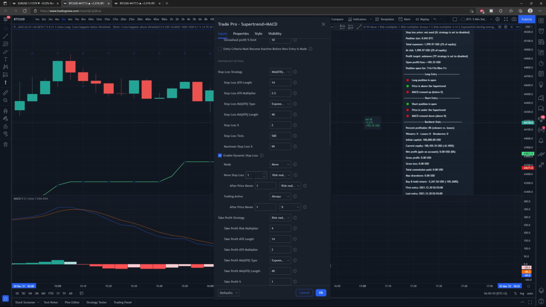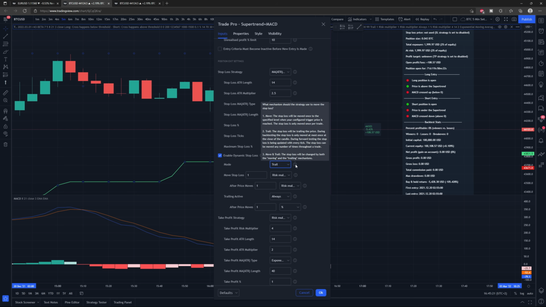Okay, and you can see how those results are. There's also the trailing stop loss. So if we read it here, the trailing stop loss will be trailing the price. During back testing, the stop loss is only moved at most once at the close of the candle. During forward testing, the stop loss is being updated with every tick. The stop loss can be moved any number of times throughout the trade.